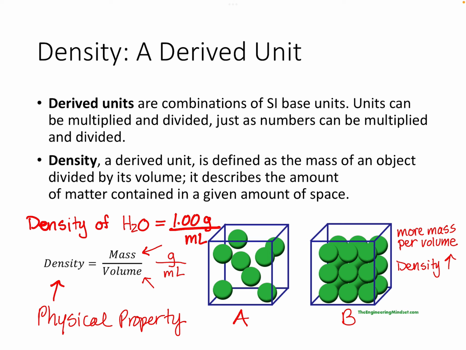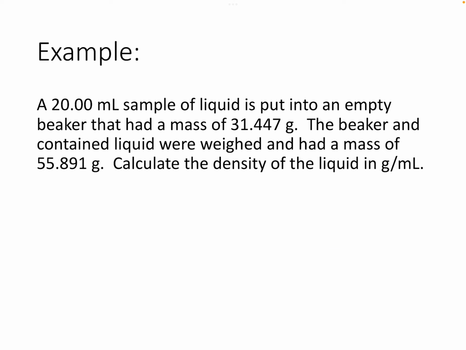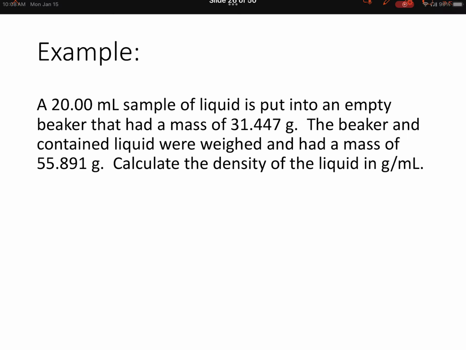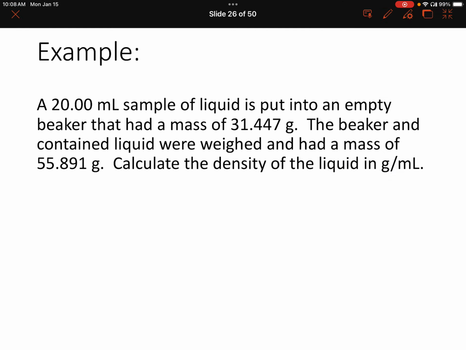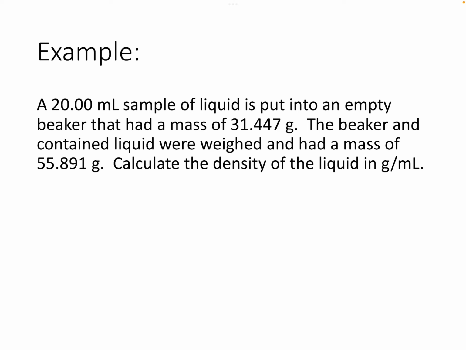And let's look at another example where we actually use numbers, right? So let's say that we have a 20 milliliter sample of liquid, and that is put into an empty beaker that had a mass of 31.447 grams. Okay, so let's do a little sketch here. So this is our empty beaker, and its mass was equal to 31.447 grams.